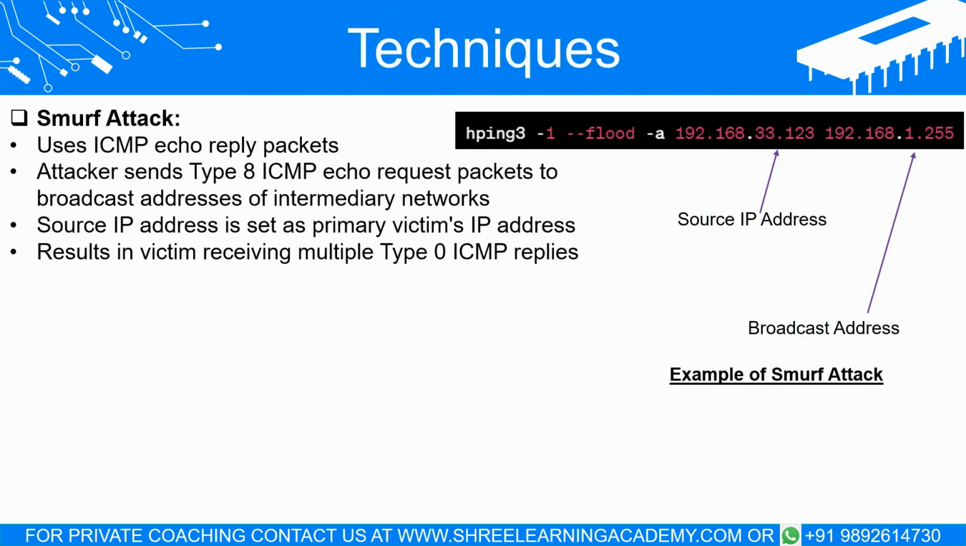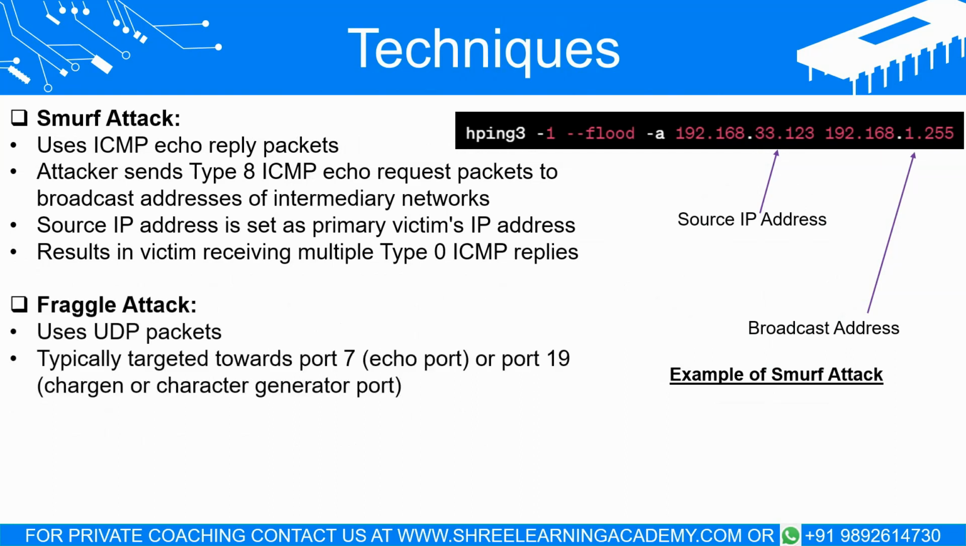Smurf. In this type of DRDoS attack, the attacker employs ICMP echo reply packets, also known as ping packets. They send type 8 ICMP echo request packets to the broadcast addresses of various intermediary networks while setting the source IP address as that of the primary victim. As a result of the attack, the victim receives multiple type 0 ICMP replies, and this technique is referred to as a Smurf attack, which is a type of amplification attack. Please refer to the figure for an illustration.